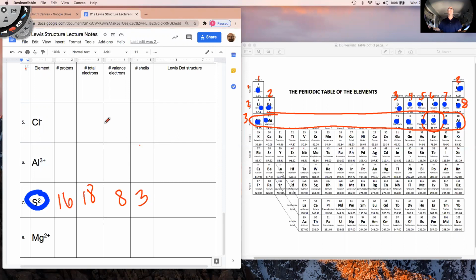And then what's the Lewis dot structure? Well, here's our compound right here. It's S2 minus. So let's take a quick look at the Lewis dot structure. So we'd have S2 minus. We have 8 electrons in the outer shell, right? Which means we want to put 8 electrons in. 1, 2, 3, 4, 5, 6, 7, 8. And there it is.